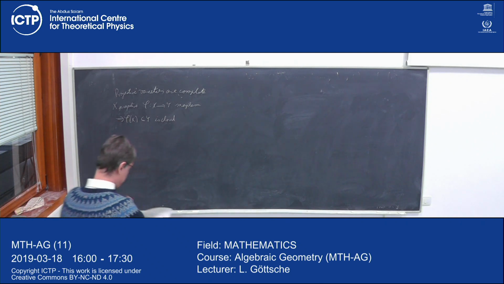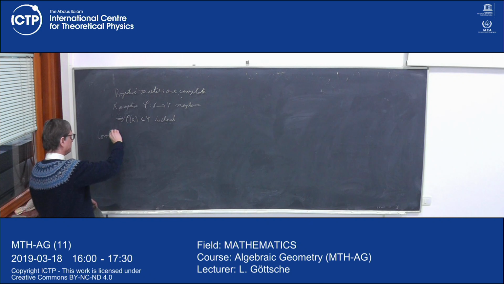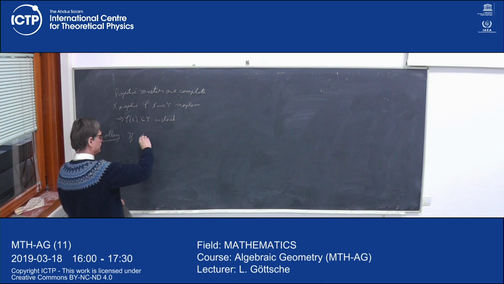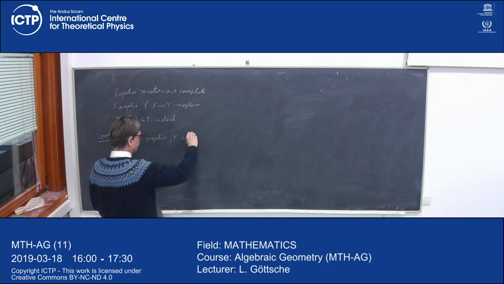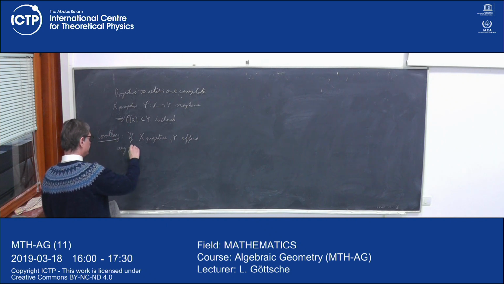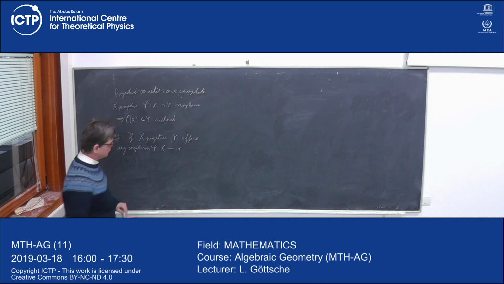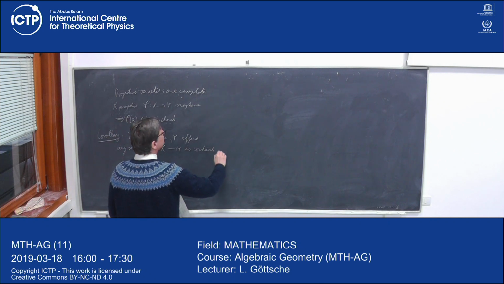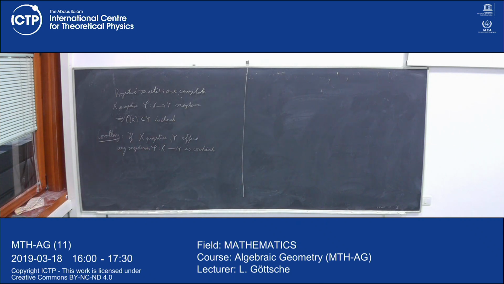But we had also seen that there are some other crazy properties, namely a corollary. If X is projective, Y is affine, then any morphism φ from X to Y is constant. So it maps the whole of X to one point. In particular, if you have a regular function on a projective variety, it is a constant function.